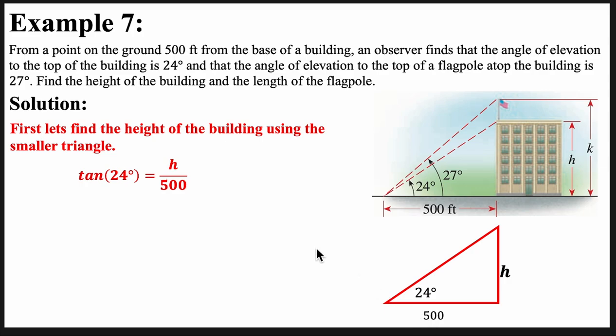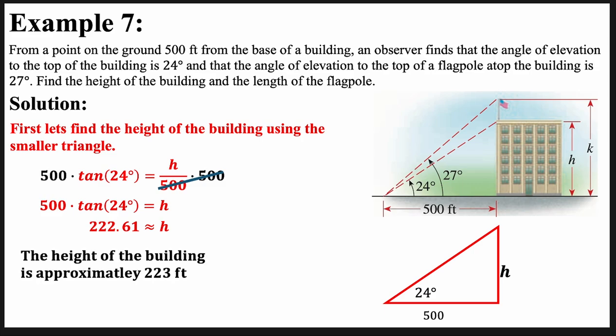Multiplying both sides by 500 eliminates the 500 here. You get h equals 500 times tangent of 24. Now, using a calculator, that simplifies into 222.61 feet. So that means the height of the building is approximately equal to 223 feet. Now let's find the total height, that is from the bottom of the building to the top of the flagpole.